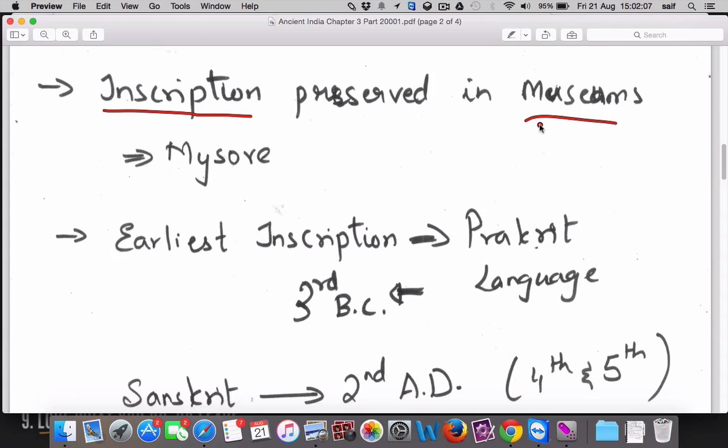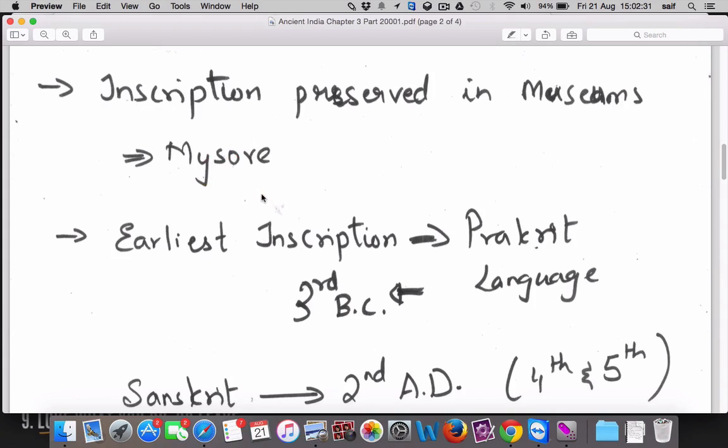Till now only a little bit of inscription has been deciphered. Decipher means to interpret what is written. More than 50,000 inscriptions are still there, yet to be deciphered and released. And in India, these inscriptions can be found in the Museum of Mysore.